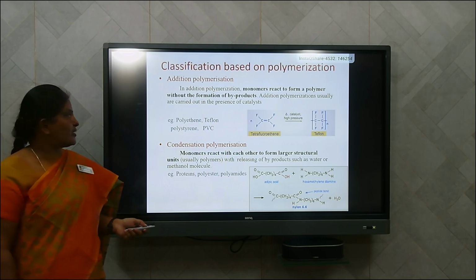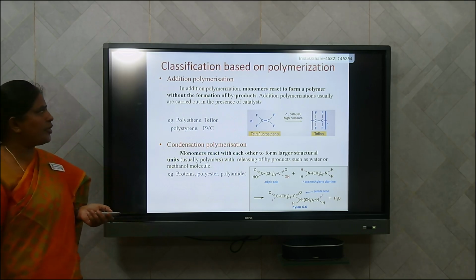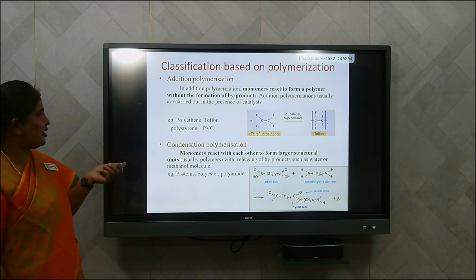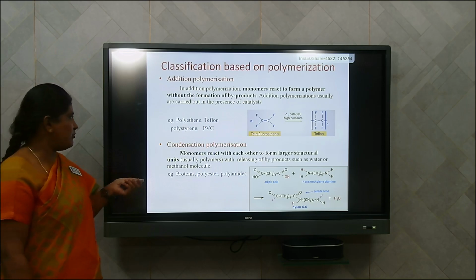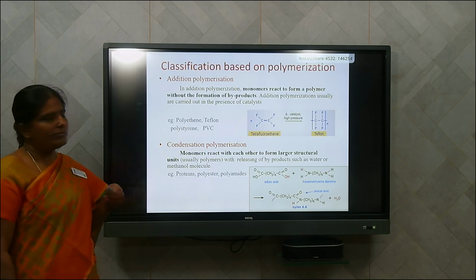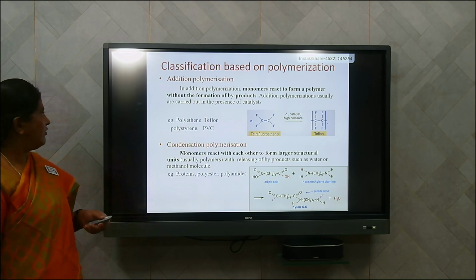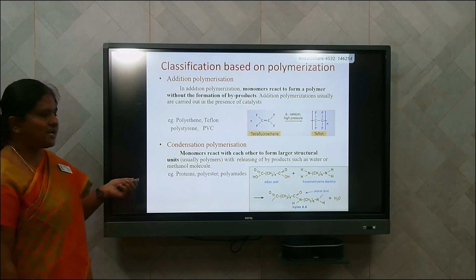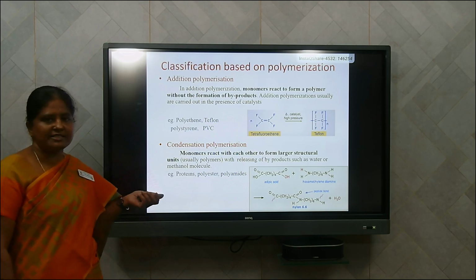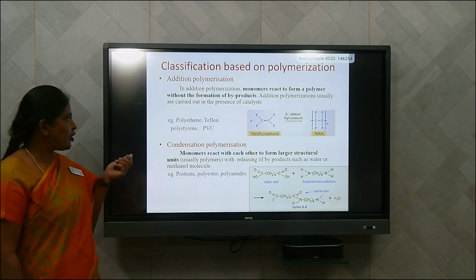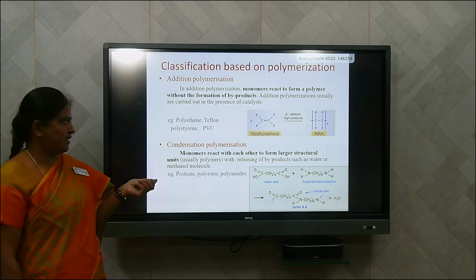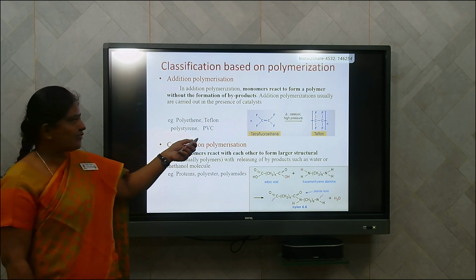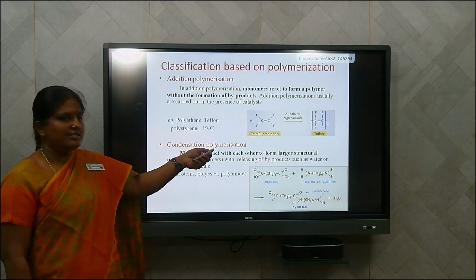Next, a very important classification, based on polymerization. Here you can see two types: addition polymerization and condensation polymerization. In addition polymerization, monomers react to form a polymer without the formation of byproducts. There is no removal of byproducts. Usually addition polymerization takes place in the presence of a catalyst. Examples: polyethylene, Teflon, polystyrene, PVC. You can see the reaction: tetrafluoroethylene undergoes polymerization in the presence of catalyst under high pressure, and Teflon is produced.